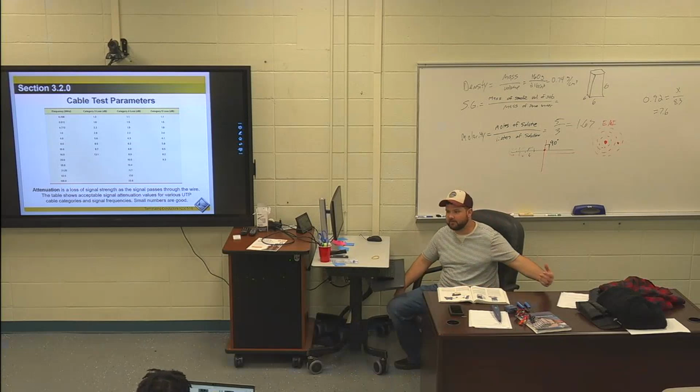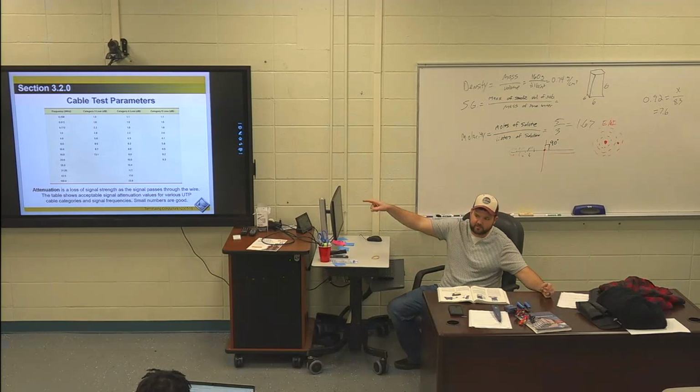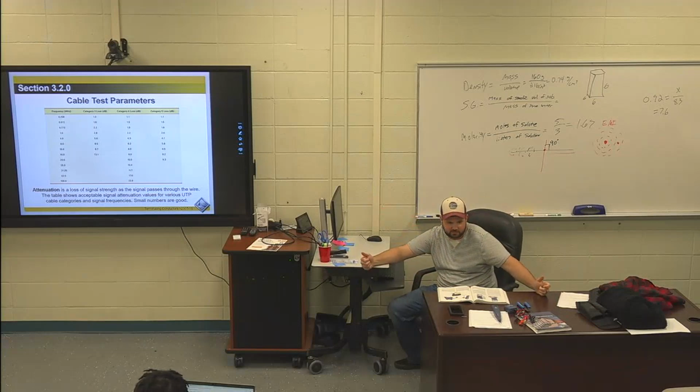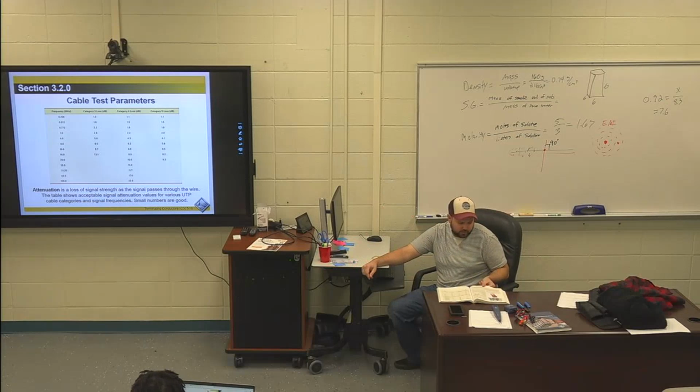I can't put a 5 milliamp signal on one end of the cable, run it 6,000 feet that way, and expect to see 5 milliamps or whatever on the other side. That will dissipate over that length of cable, right? So you'll have to put in amplifiers or something like that along the way. But that's what attenuation is. It's the loss of signal over a length of cable.